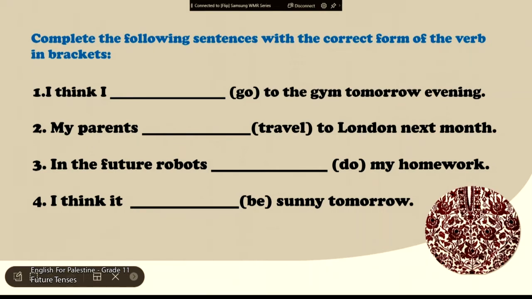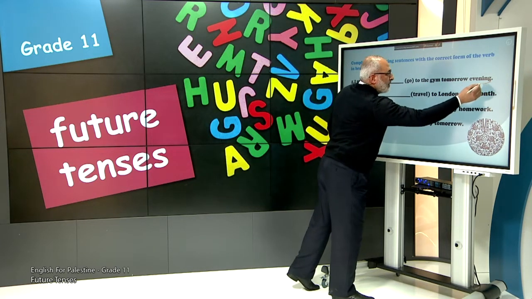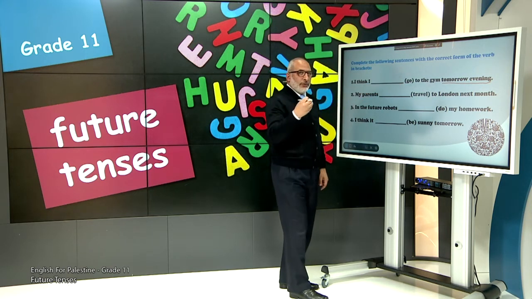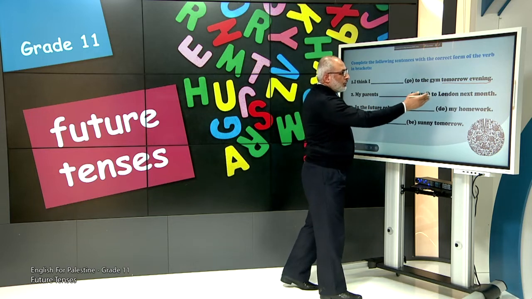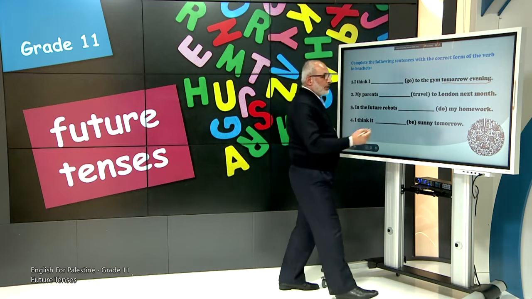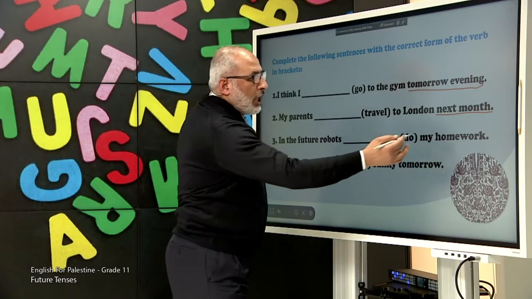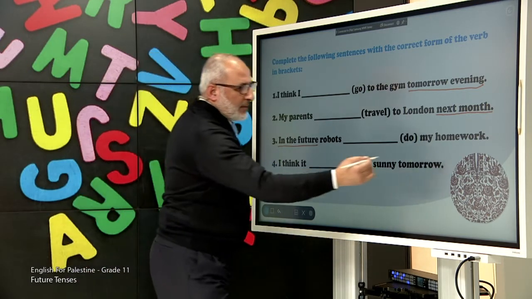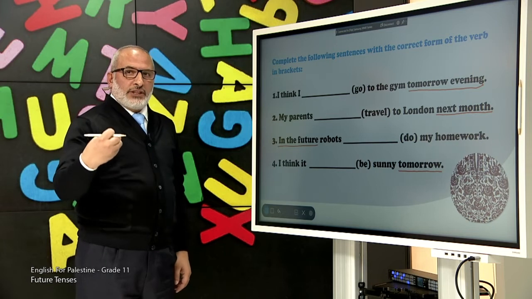Tomorrow evening. So where is the time expression in this sentence? Yes, it is tomorrow evening. Good. Tomorrow evening is an expression that helps us know the sentence is about future simple. What about number two? My parents to London next month. Where is the time expression? Good, it is next month. Number three, in the future, robots my homework. Time expression? Yes, it is in the future. Good. Number four, I think it sunny tomorrow. Excellent. So these are the time expressions that are used with future simple, right?